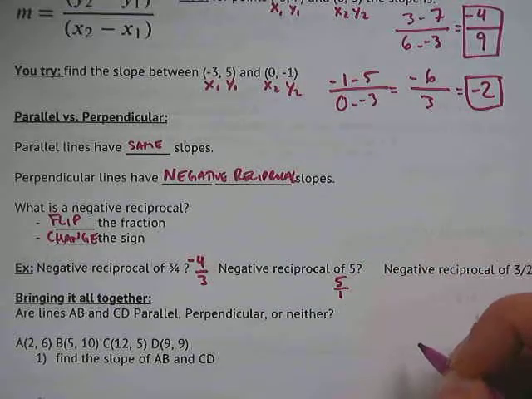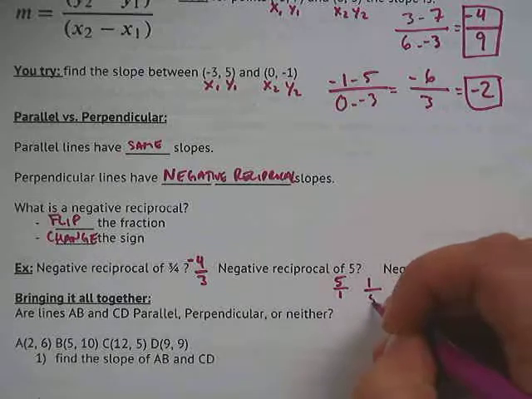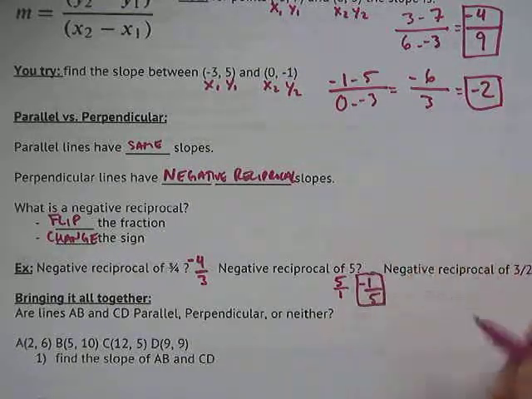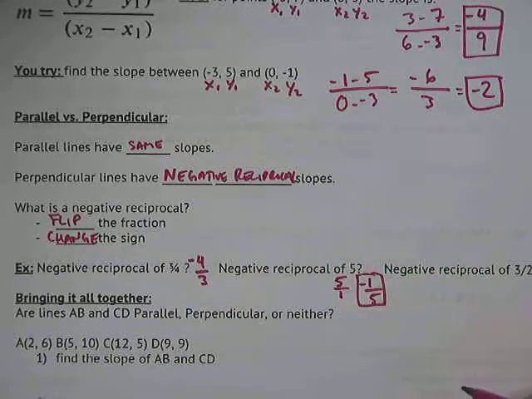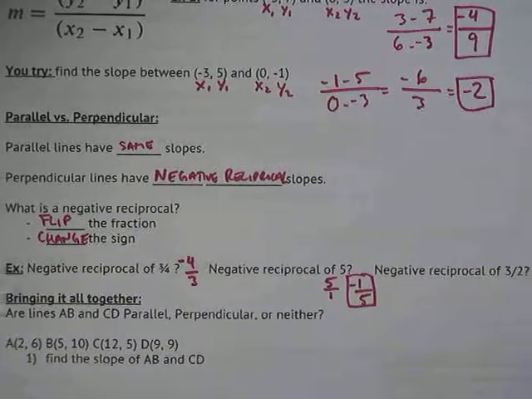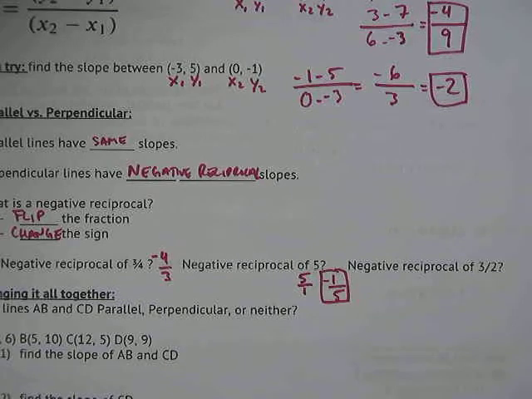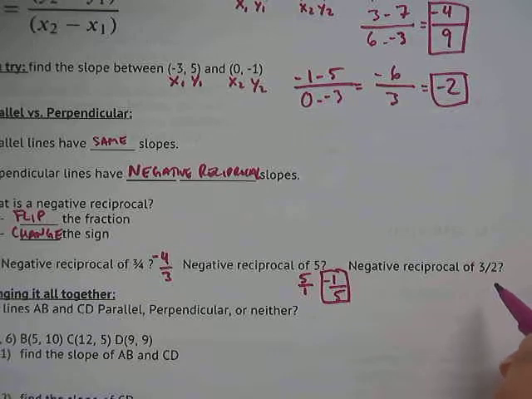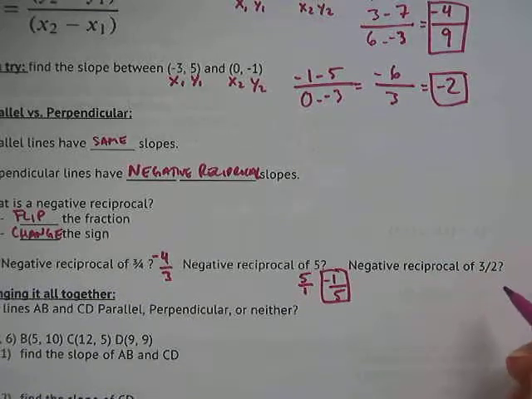The negative reciprocal of 5. Well, 5 as a fraction is really 5 over 1, right? So if I was to flip this fraction, I'd get 1/5. And then to change the sign, it would be -1/5. So 5 and -1/5 are negative reciprocals. Go ahead and try it with 3/2 real quick.